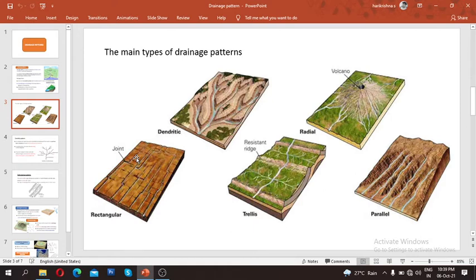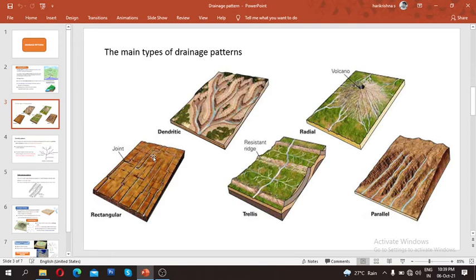Okay, so the main thing you need to keep in mind is that the rectangular drainage pattern is observed here. You can see in the figure it is joints. You can see various joints here. A joint is a structural feature. Likewise, it may be a fold, joints, unconformities, tilting, whatever it may be, such terrains will be responsible for the rectangular drainage pattern.